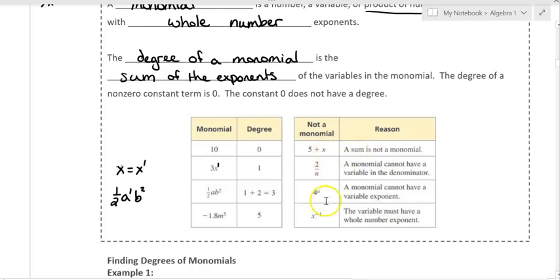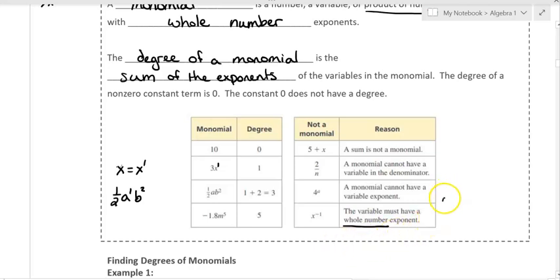Okay, look at what's not a monomial. So if there is a sum, adding or subtracting, okay, not a monomial. It's a polynomial, but it's not a monomial, okay? The word monomial is a single term. Look at the second one, 2 over n. The monomial can't have a variable in the denominator. The variable cannot be in the exponent. That would be exponential, but that's not a monomial. And the exponent cannot be negative. So it says it must have a whole number exponent.